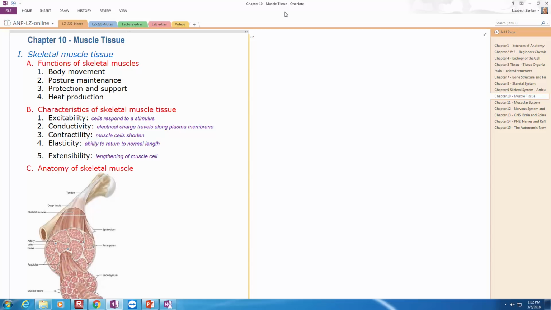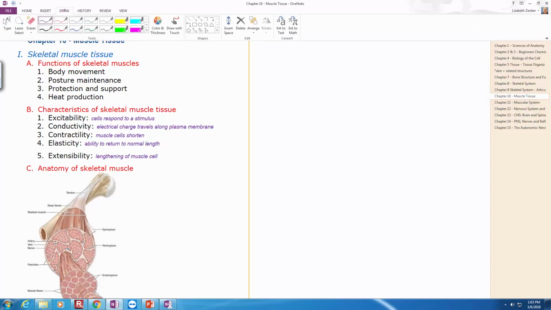As far as characteristics of the skeletal muscle, this also is not just for skeletal, but this includes smooth and cardiac. All three types need to have excitability, which is that the cells respond to a stimulus, and that could be a chemical stimulus, it could be a stretch or mechanical type stimulus, okay? All three types of muscles have conductivity, which is electrical charge traveling along the plasma membrane. And then contractility, which is muscle cells can shorten. And then elasticity, we've talked about before, and this is the ability to return to normal length. So we're talking about stretch and recoil, right? So this would be after shortening or lengthening.